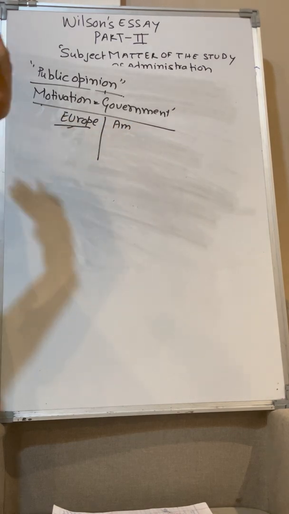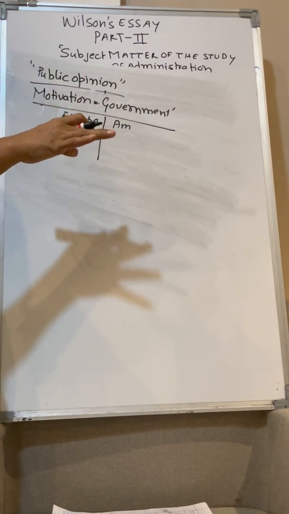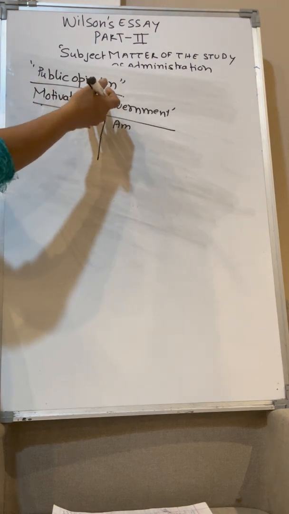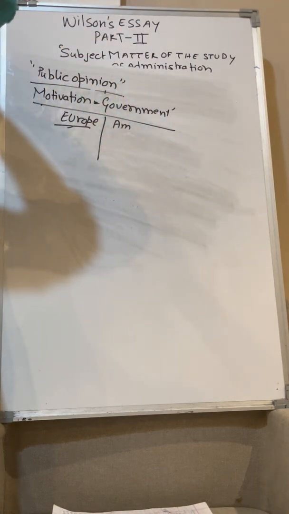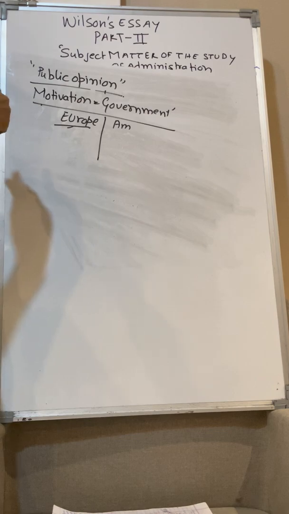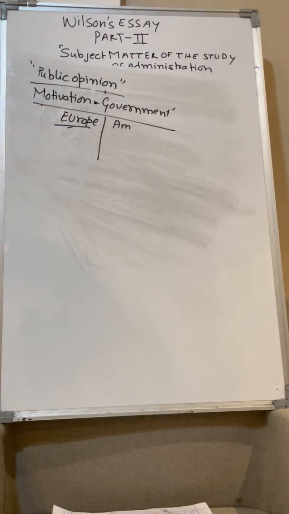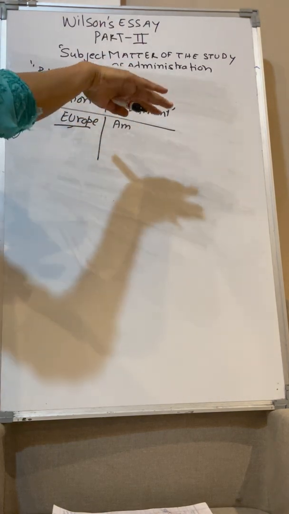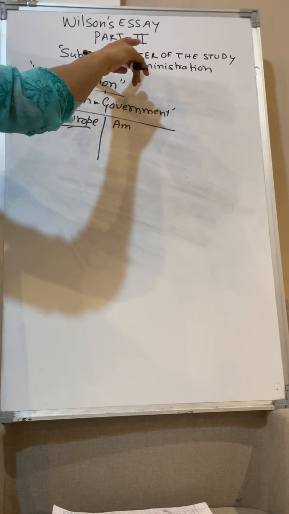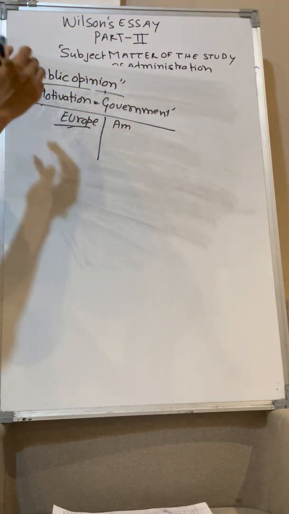But the problem is that we have so much opinion that we need to control it. So that's what administrative study has to do, to decide to what extent we should have public opinion. All those things need to be studied. So for that we need the study of administration, and these 2 reasons he has given, we can relate to the title of the essay.